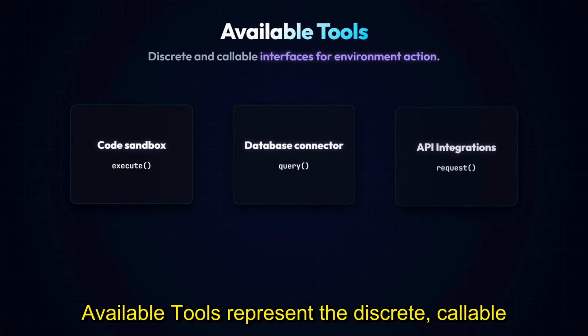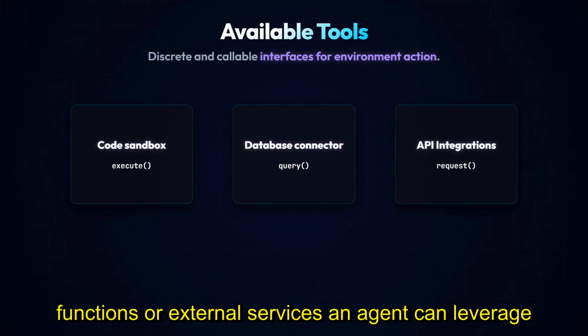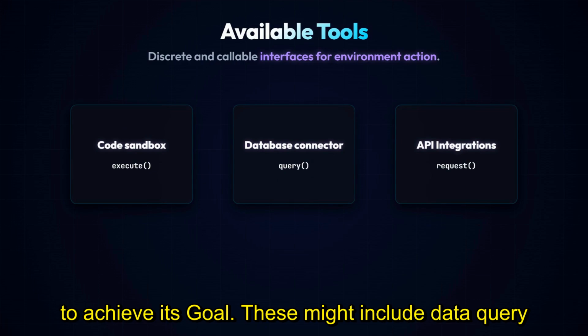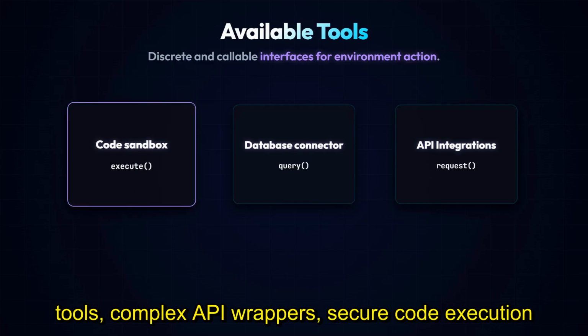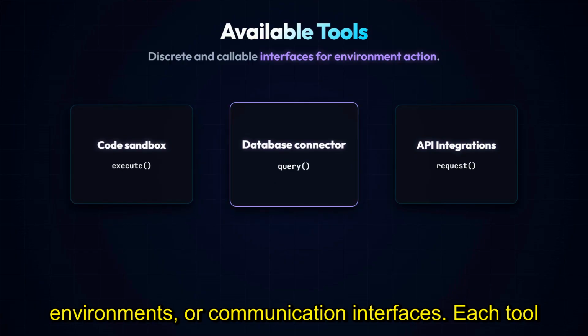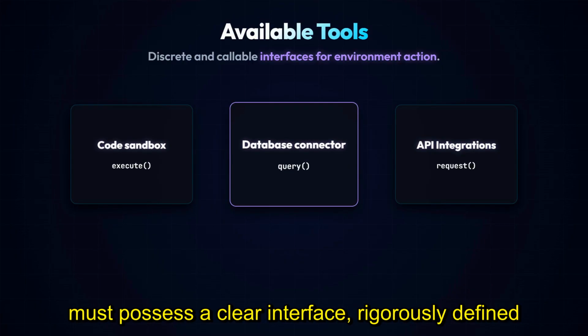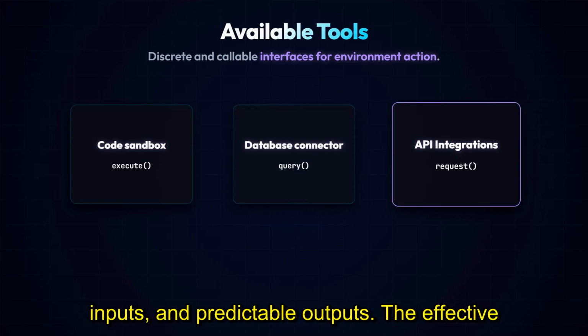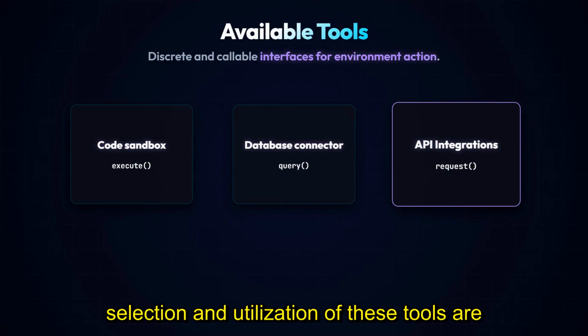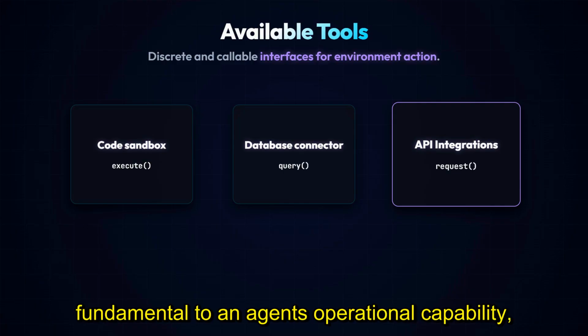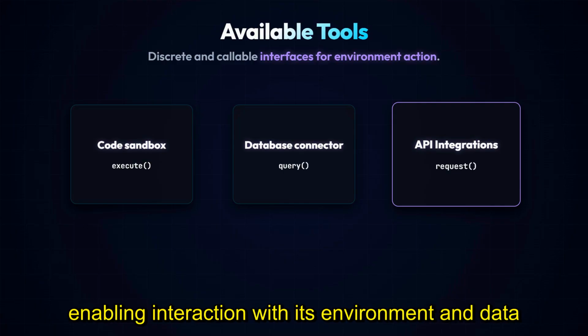Available tools represent the discrete, callable functions or external services an agent can leverage to achieve its goal. These might include data query tools, complex API wrappers, secure code execution environments, or communication interfaces. Each tool must possess a clear interface, rigorously defined inputs, and predictable outputs. The effective selection and utilization of these tools are fundamental to an agent's operational capability, enabling interaction with its environment and data manipulation.